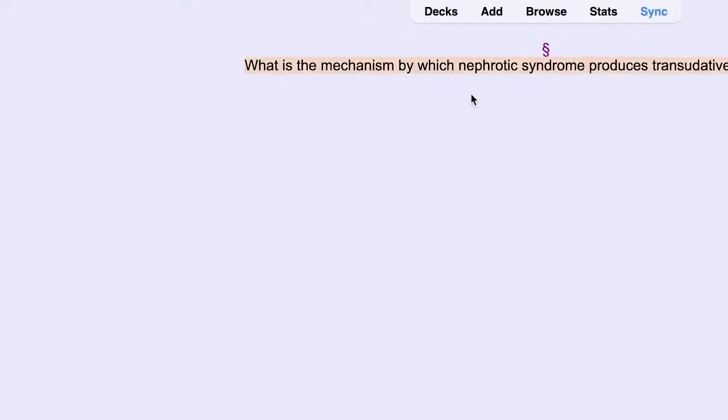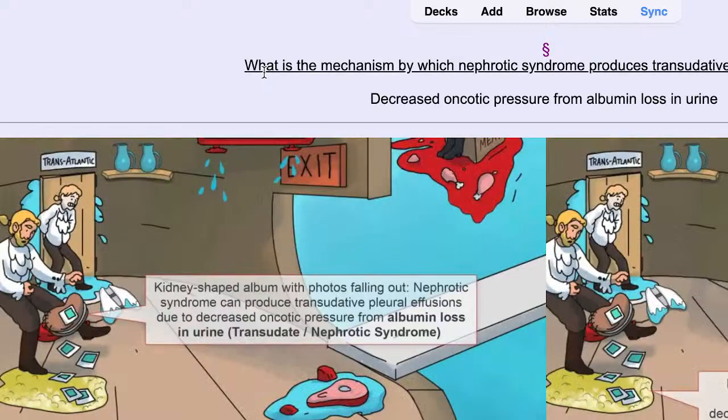What is the mechanism by which nephrotic syndrome produces transudative pleural effusion? I think it's because of the albumin. So we're gonna go with low albumin. That's really what you just get. It's super weird.